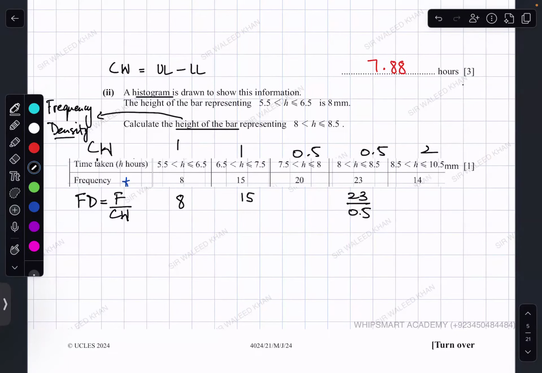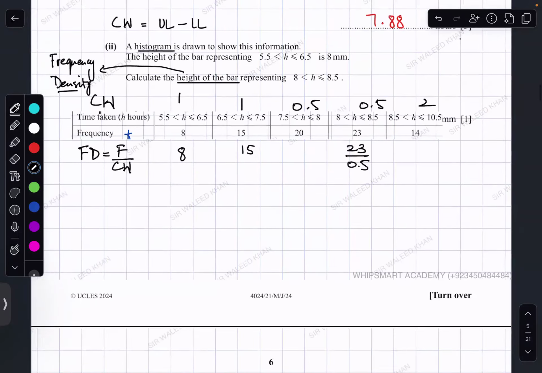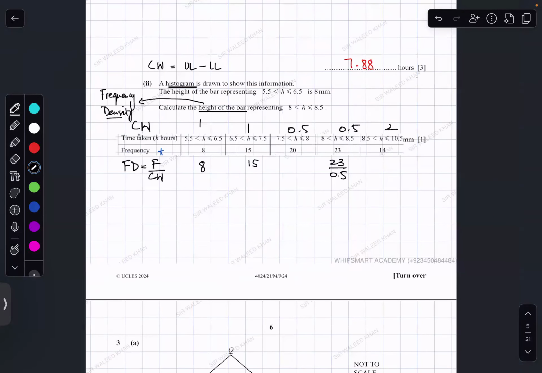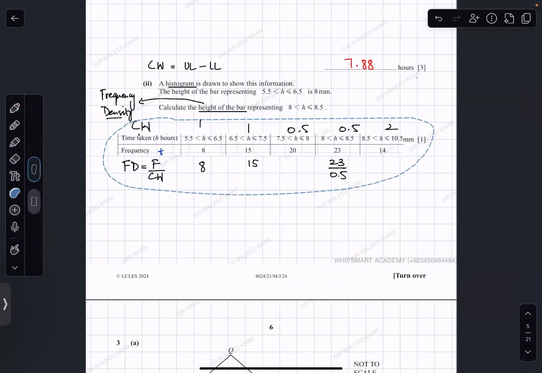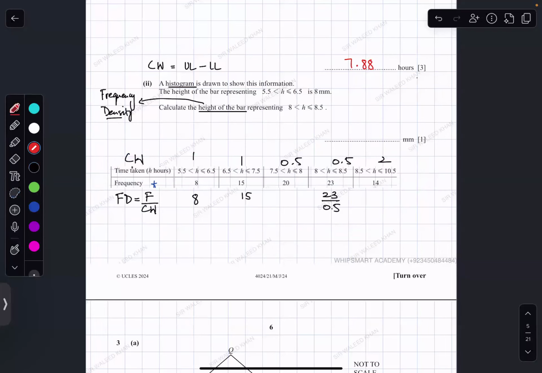Yes, Ismail, which asked? 7.9 सही है ना? Can't hear you. थोड़ा सा a bit louder. सर आपको मैसेज कर दिया. अच्छा, क्या मैसेज किया? आंसर? मैं कह रहा था कि 7.9 सही है ना?